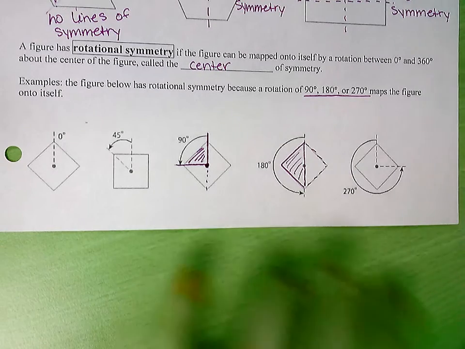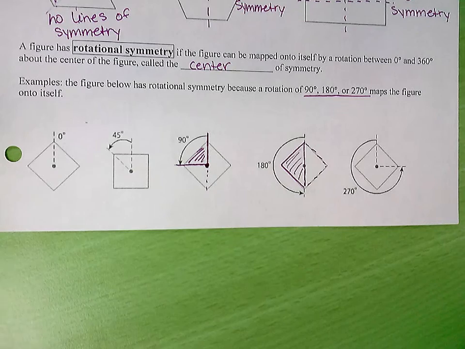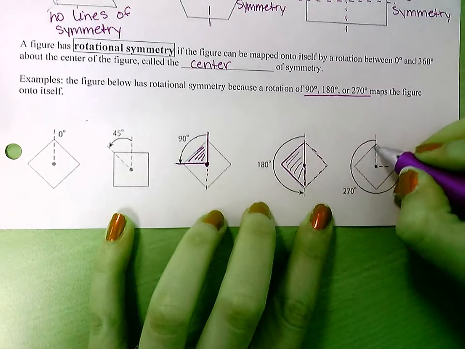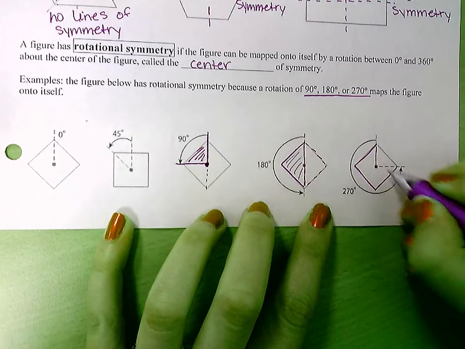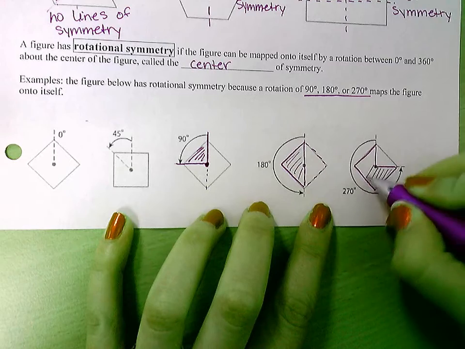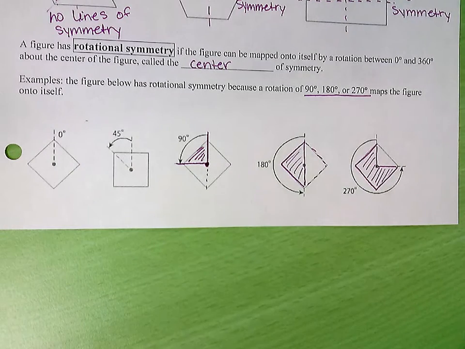Last one is 270. Now this one would overlap if you were to rotate it. If I have 270 degrees of that figure, that would be right here, this section. If I still rotate that whole section 270 degrees, it would still map onto itself. So you're still creating that same figure no matter which of those degree measures you turn it. That's what we're looking at when we're looking at rotational symmetry.